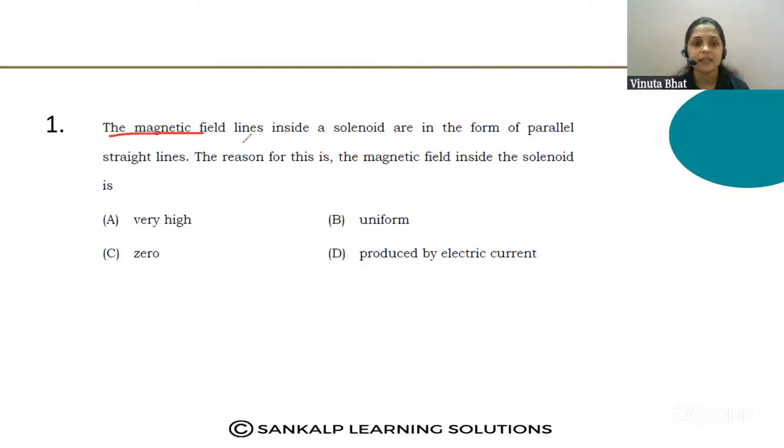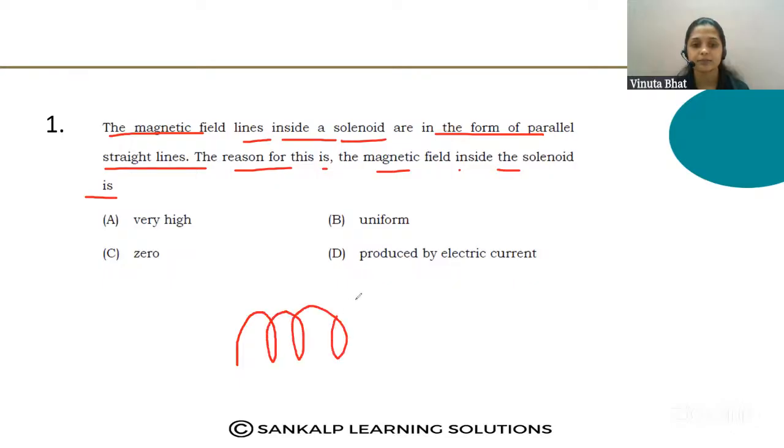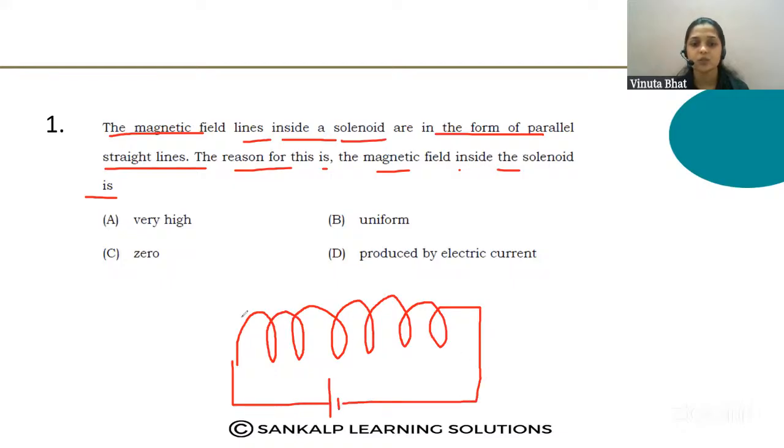The magnetic field lines inside a solenoid are in the form of parallel straight lines. The reason for this is the magnetic field inside the solenoid. When the solenoid is connected to the electric circuit, it acts as a bar magnet, and one pole acts as a north pole and the other pole acts as a south pole.